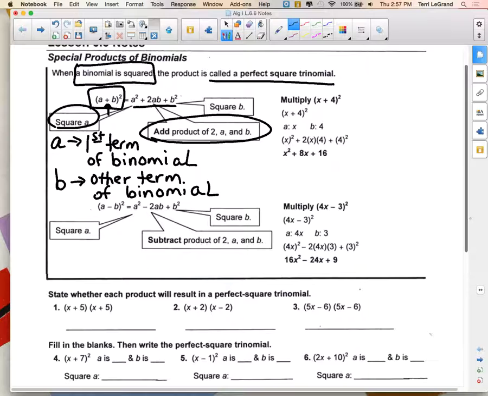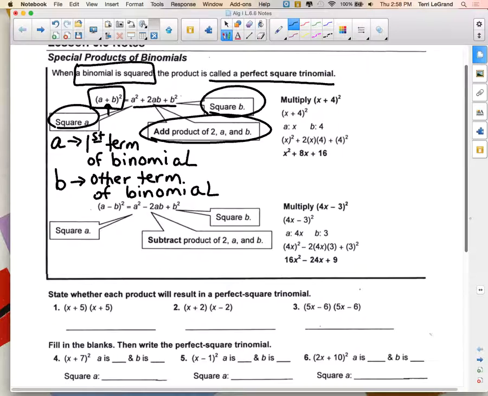So that's add the product of 2AB, and then last but not least, square B, and you will have your answer. So let's see if that would work in this one. 2x times 2x, squaring A. What's 2x squared? 4x squared. Here it is. We just said 2 times A times B. 2x times 3 is 6x. 6x doubled is 12x. Take the 3 and square it, you get 9.